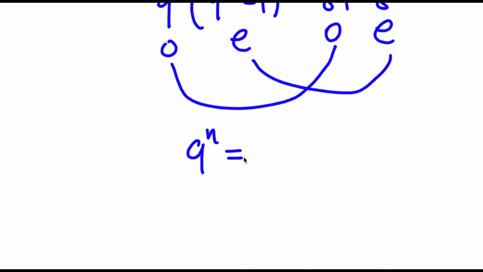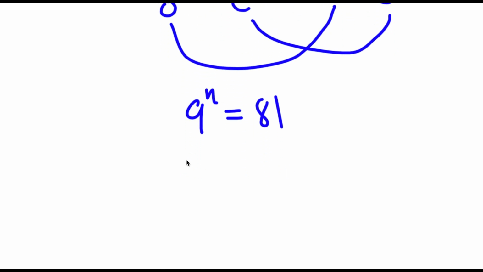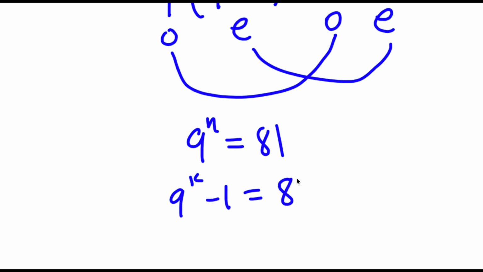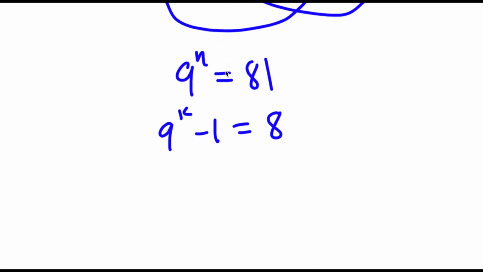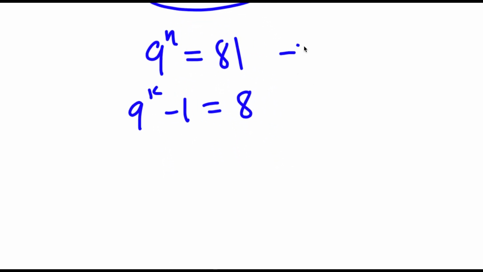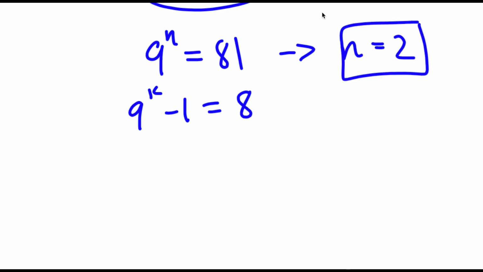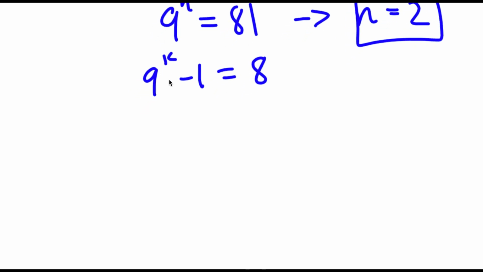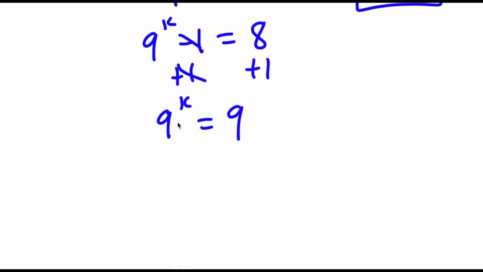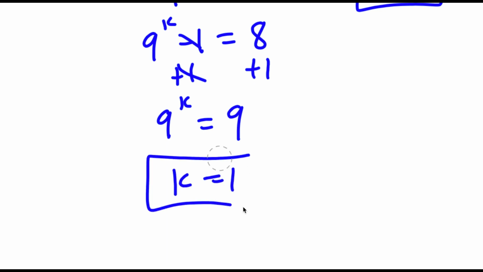So now I have 9 to the power of n is equal to 81, and I have 9 to the power of k minus 1 is equal to 8. So for 9 to the power of n equals 81, n is obviously equal to 2 because 9 to the power of 2 is equal to 81. And for 9 to the power of k minus 1 is equal to 8, this is a simple equation. I'm going to first start by adding 1 on both sides. So I have 9 to the power of k is equal to 9. And 9 to the power of what is equal to itself? 1. So k is equal to 1.